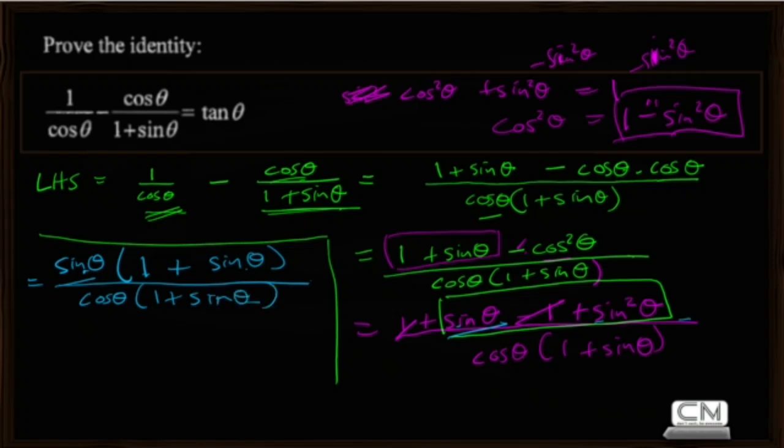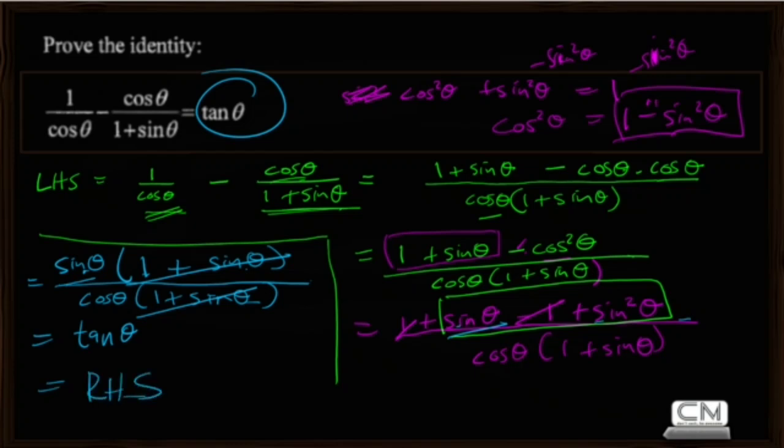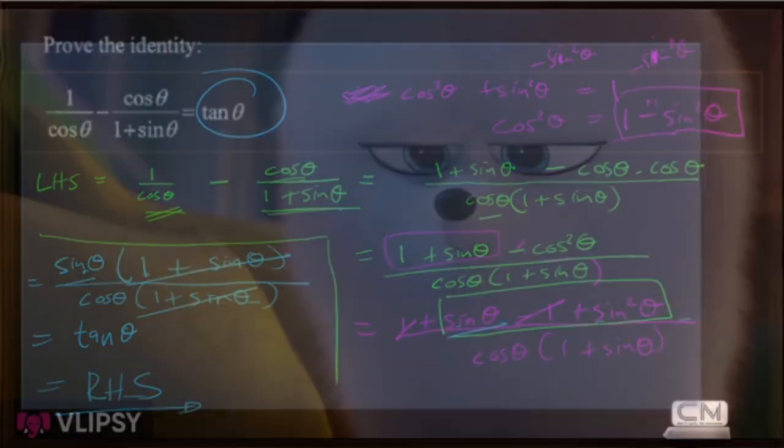Well, would you look at that? A common factor reveals itself, and then sine theta divided by cosine theta is just equal to tan theta, which happens to be equal to the right hand side. And that, ladies and gents, is how an identity works. We manipulate the left to look like the right, and then we tap ourselves on the back, and we are not too proud of ourselves. Are you finished?